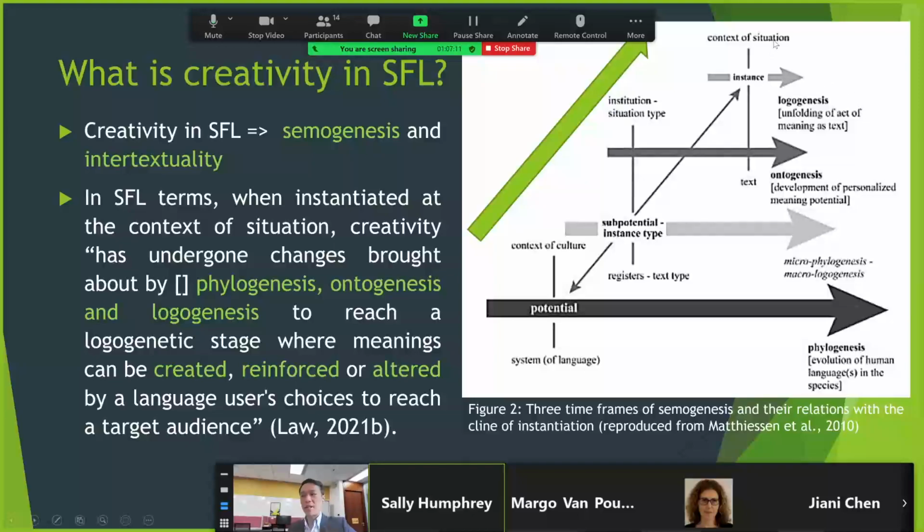When it reaches the logogenetic stage, meanings are being created, reinforced, and even altered by a user's language choices to reach a target audience. So we follow that green arrow up the kind of instantiations by Matthiessen, 2010.